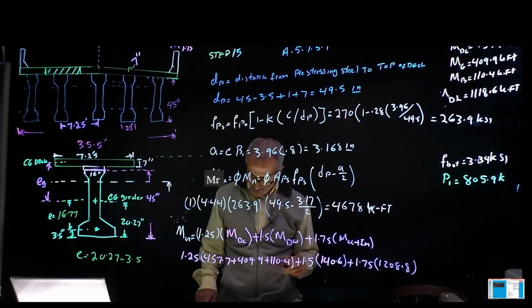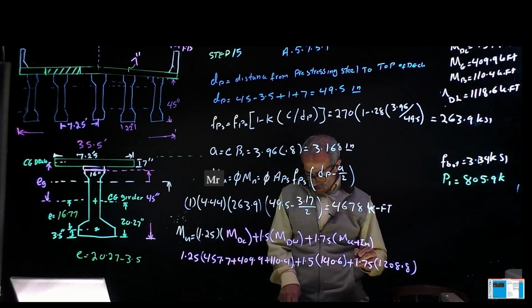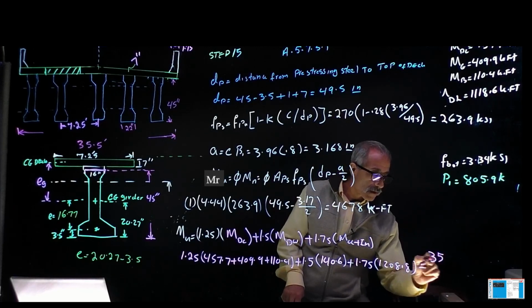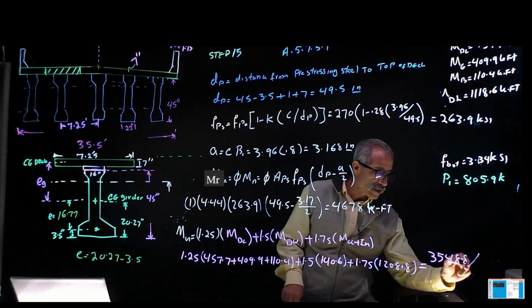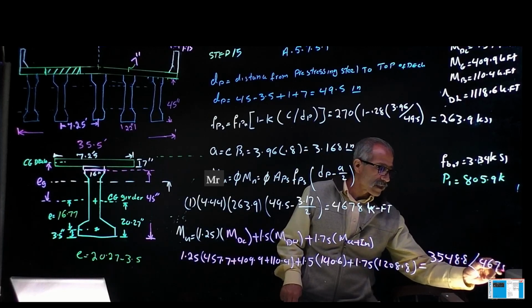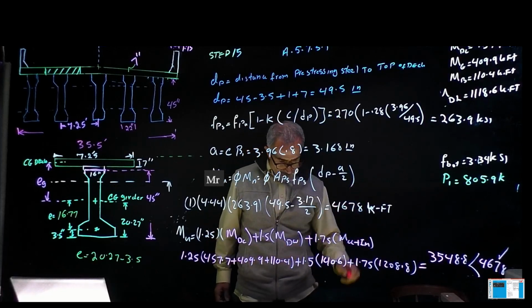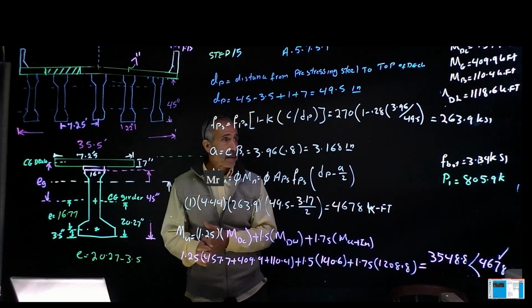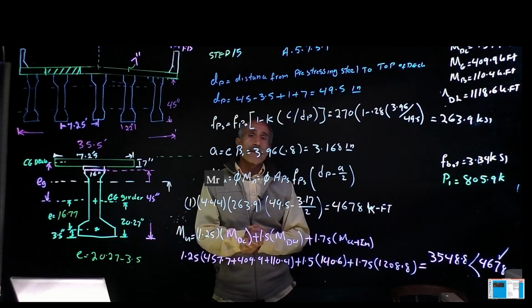So that comes out to 3548.8, which is less than this right there, 4678. Checks out. This was a short version of this problem. If you worked in bridge design, you check a bunch of other stuff too. But this is how it's done.